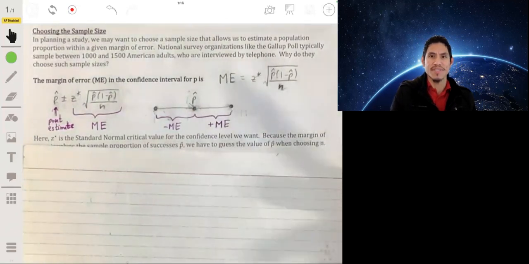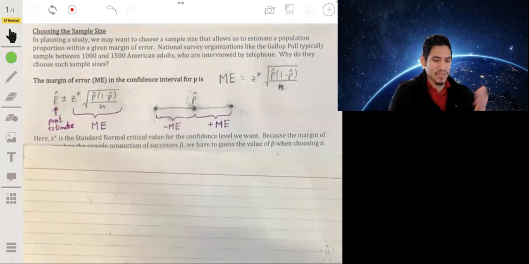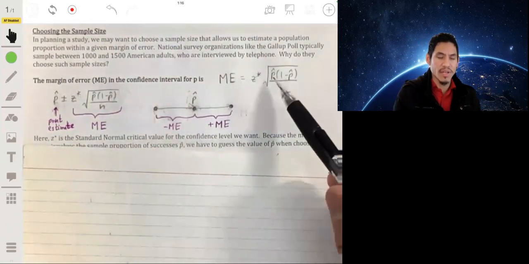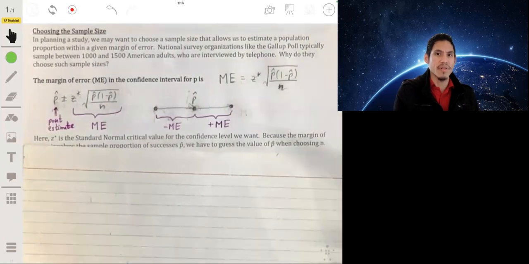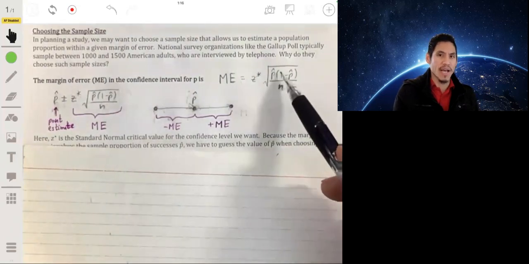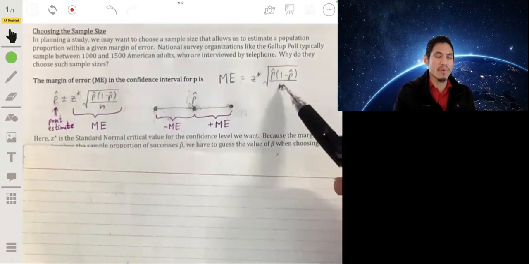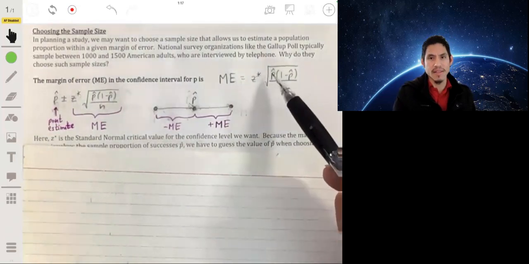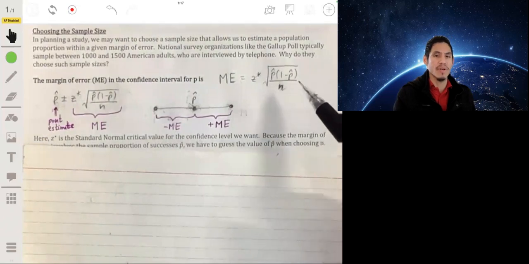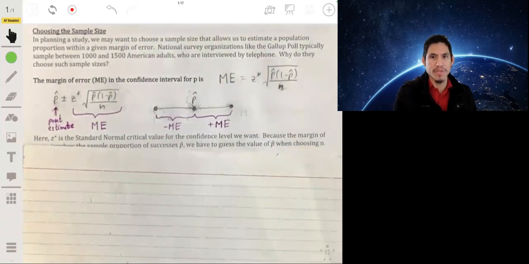And that's an issue, and it presents this conundrum. Well, if we haven't taken the sample, then we're not going to have a value of p hat. And we're not going to take a sample because we need to know how many people we want to sample. So how are we going to get p hat unless we take a number of people to sample? So what do we do?